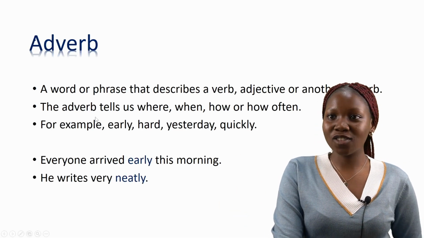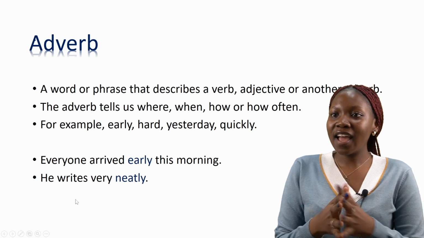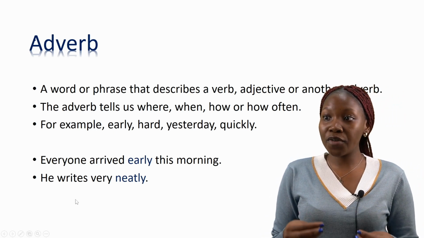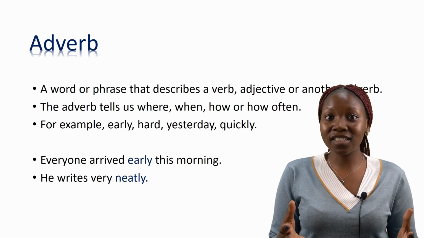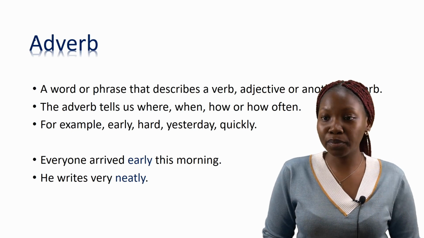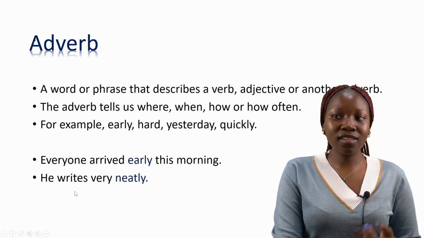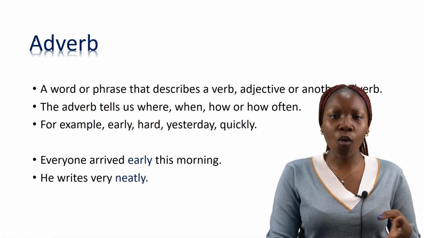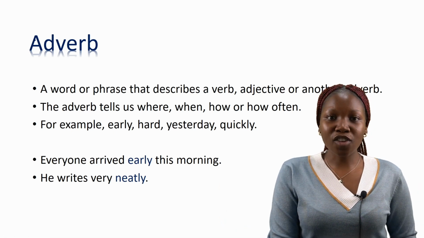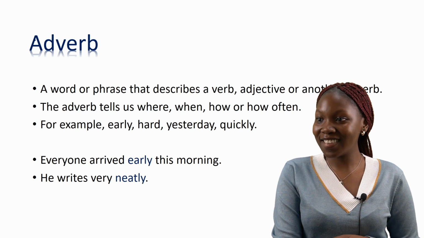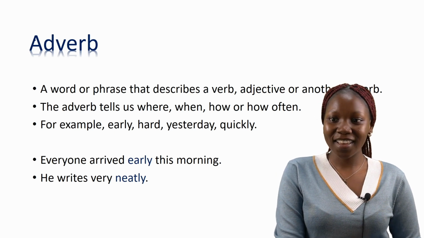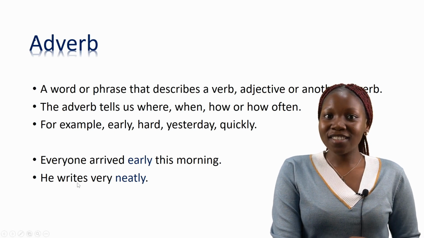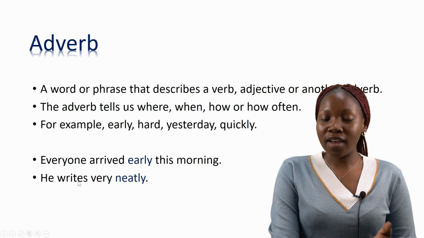Let's move on to the next one, an adverb. An adverb is a word or phrase that describes a verb, adjective, or another adverb. The adverb tells us where, when, how, or how often. For example, early, hard, yesterday, quickly. We have 2 sentences to look at the function of adverbs.